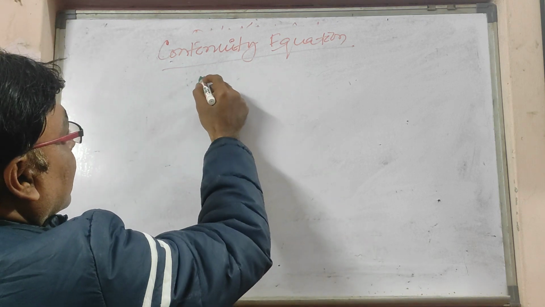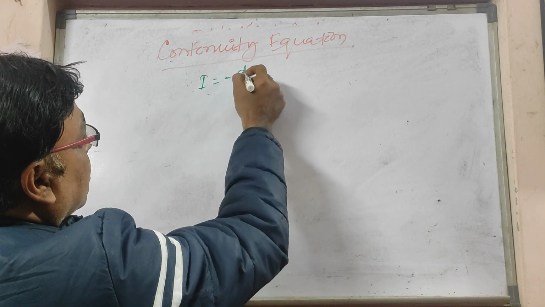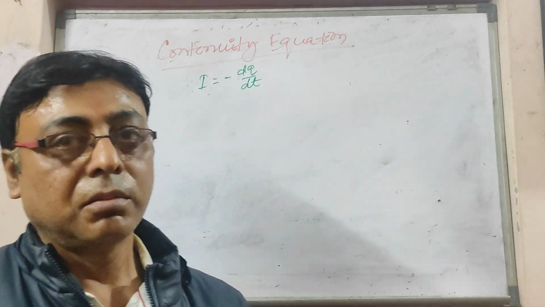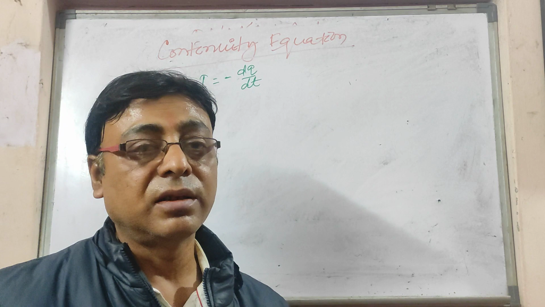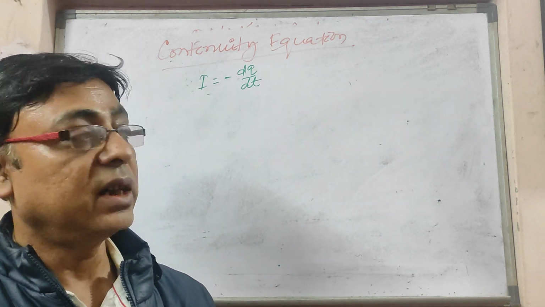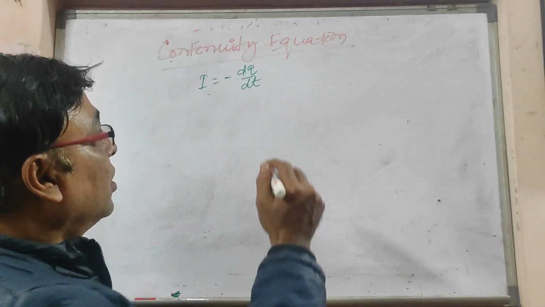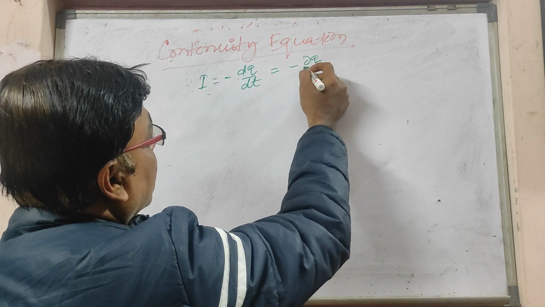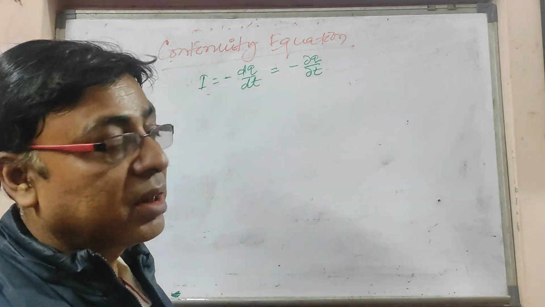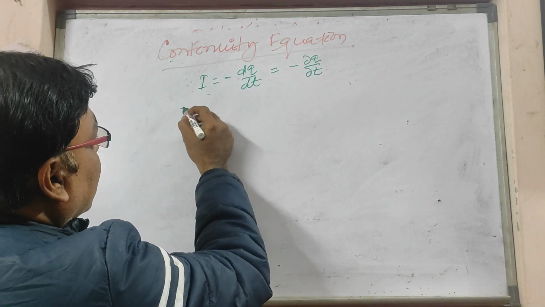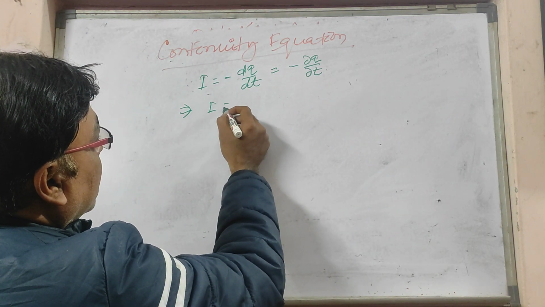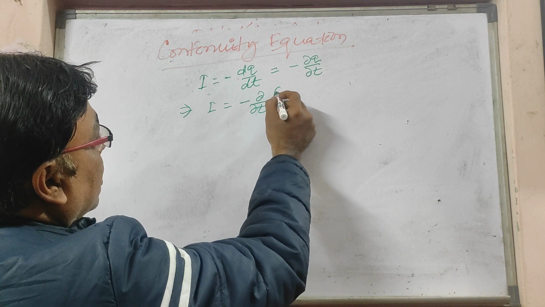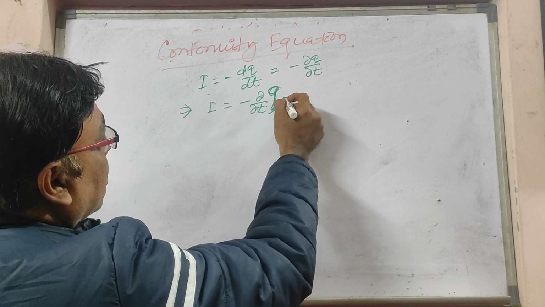Now we know that the current I = -dq/dt. It is the rate of flow of charges, but the negative sign represents that the conventional current always opposes the electron current. That's why the negative sign is given. This is in differential form, so you can write it as -∂q/∂t, the partial differential form of this equation. Now from that I can write I = -∂/∂t of q.